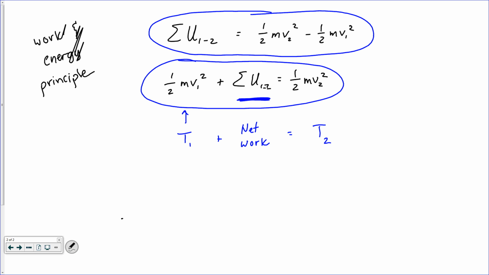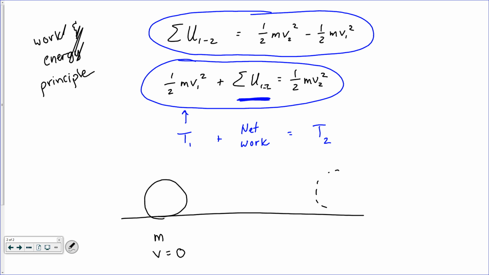Here's a very simple example. Here's a ball that is sitting on the ground. This ball has mass, and the mass of that ball is not going to change. Initially, the speed of that object is 0 because it's sitting on the ground. I want to get the ball over here, and not only do I want it to be over there, I want it to be moving with a speed equal to, I don't know, 2 meters per second. The mass of the ball is still the same.